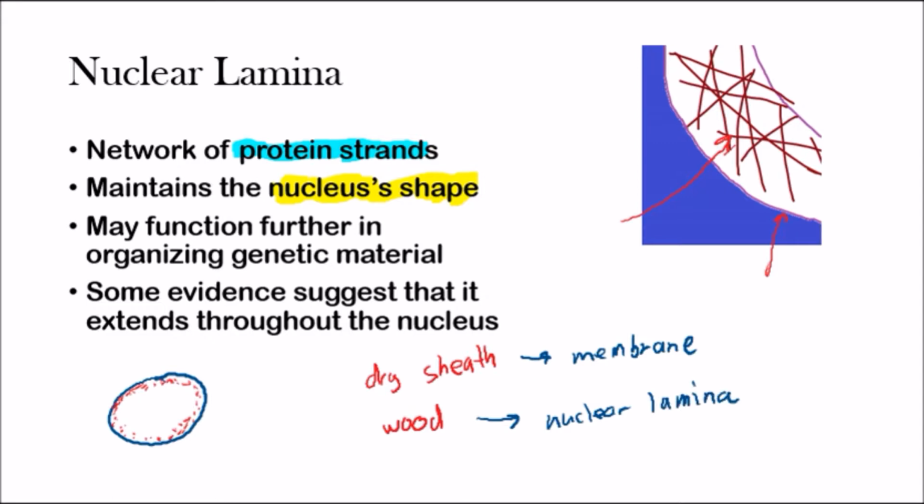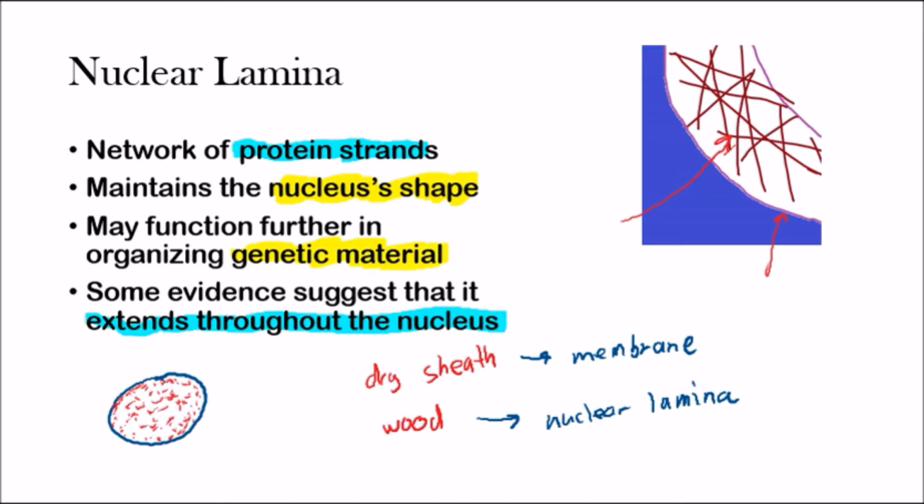Now there's this interesting information which says that some new research, apparently some crazy research, suggests that the nuclear lamina extends through the nucleus. So what does that mean? Instead of just having the nuclear lamina on the outside like I drew here, some evidence suggests that the nuclear lamina actually goes everywhere through the nucleus. It's not just bordering the nuclear envelope, it's actually everywhere. And what would that mean? That would mean that maybe the nuclear lamina helps organize genetic material.